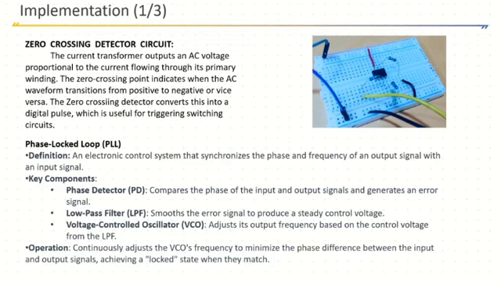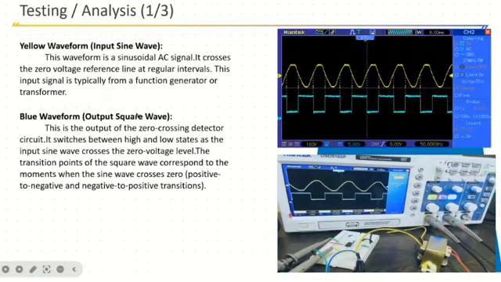Phase locked loop is used to fix the phase and frequency of an output signal with an input signal. The input signal which we are getting is from the zero crossing detector. As you see, the input signal of the secondary side is being detected by the zero crossing detector, and we are getting a blue line as an output signal from the zero crossing detector. This output signal, the blue line, is given to the phase locked loop to get feedback and to fix the frequency and phase value.